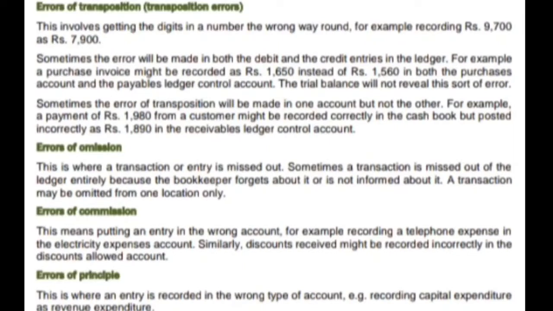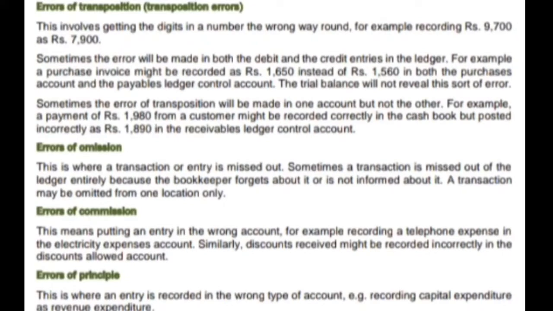Number one, error of transposition. This error means that you have made a mistake while recording the amount. In the example, you can see that you had to record 9,700 and you have recorded 7,900 instead. This error can be made on both sides, debit and credit, or on one side only, where you have made a mistake on the debit side but the credit side is written with the right amount. What will happen then we'll study later, but here we are discussing the errors only.